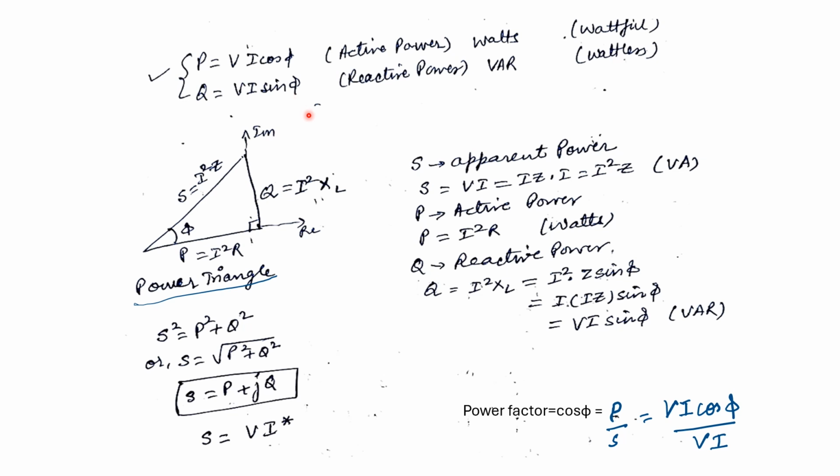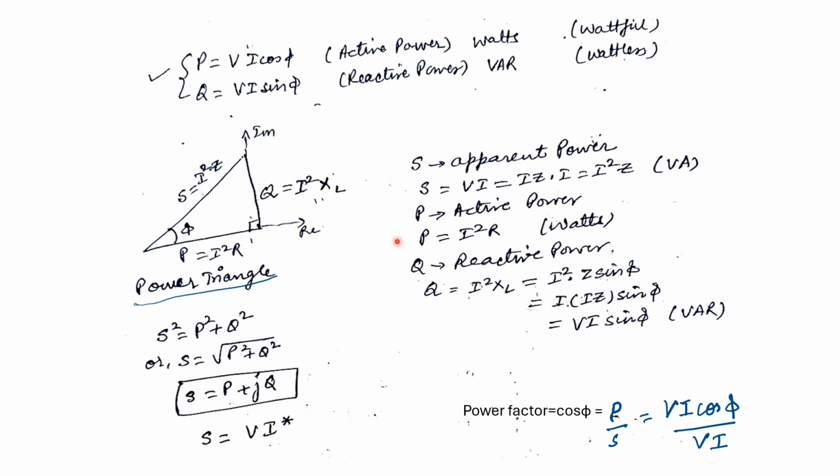So for an RL circuit, we have defined two types of power, active power and reactive power. Now there is one more power that is known as the apparent power, denoted by capital S, and that is given as V into I. The product of V_RMS into I_RMS gives the power S, which can also be written as I squared Z. The unit is VA, volt amperes.